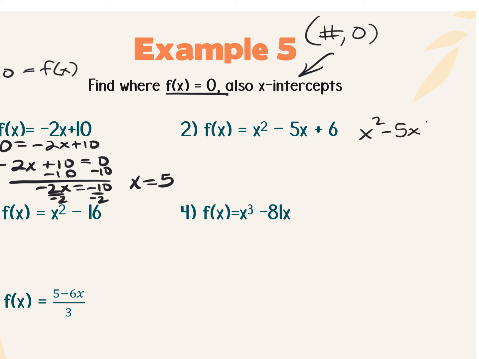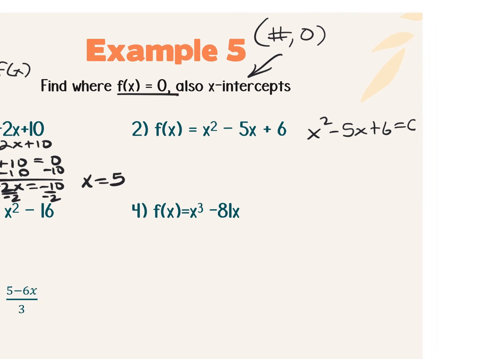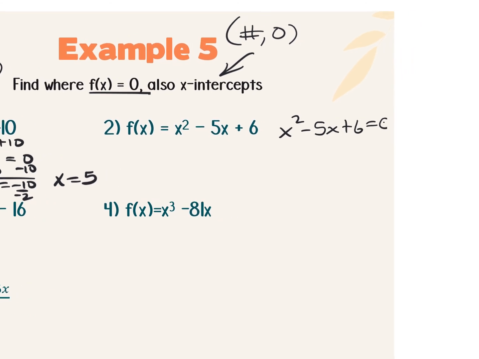So number 2, x squared minus 5x plus 6 equals 0. This is a trinomial that I need to factor. It is factorable. If it couldn't be factored, you'd be doing the quadratic formula. So I'm going to find the factors of 6 that give me negative 5. And the signs have to be the same to get a positive 6. So it's negative 2 and negative 3.